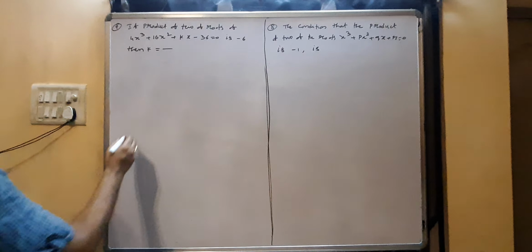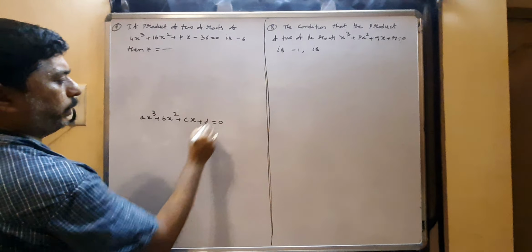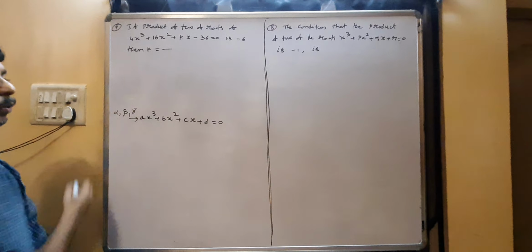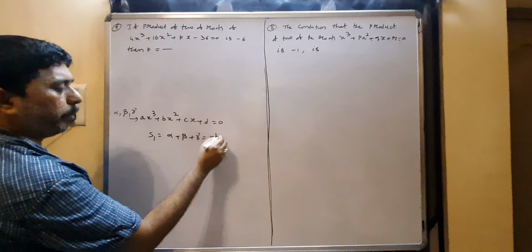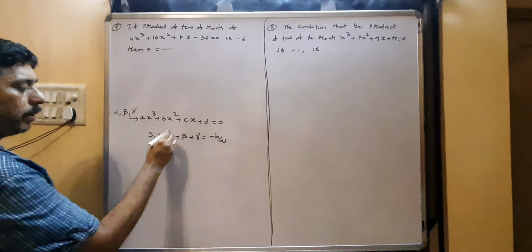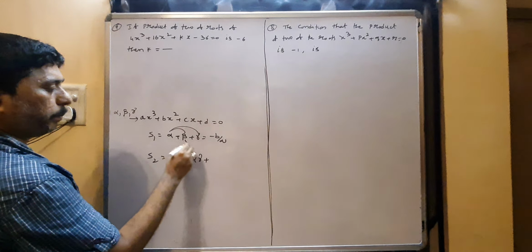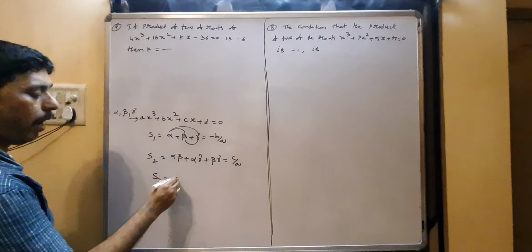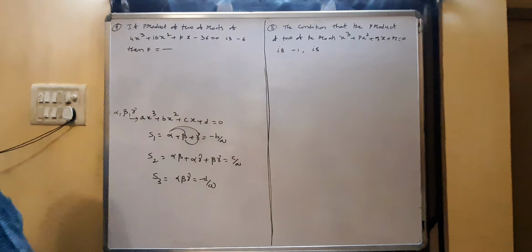Given cubic equation ax cube plus bx square plus cx plus d equal to 0. We know that alpha, beta, gamma are the roots of the cubic equation. S1, the sum of the roots alpha plus beta plus gamma, is minus b by a. S2 formula, sum of the product of two roots alpha beta plus alpha gamma plus beta gamma, is c by a. S3 formula, the product of three roots, is minus d by a. Now again this concept, you can see the concept now.